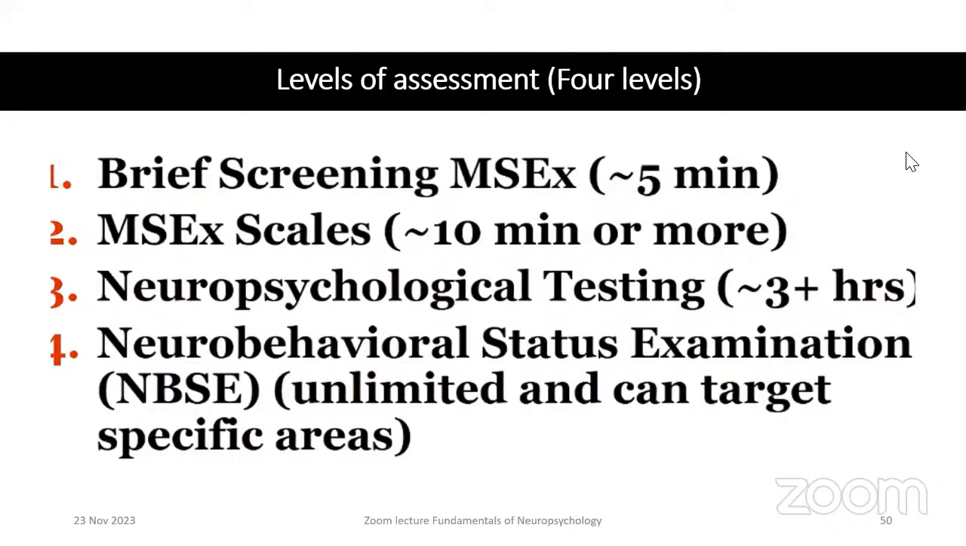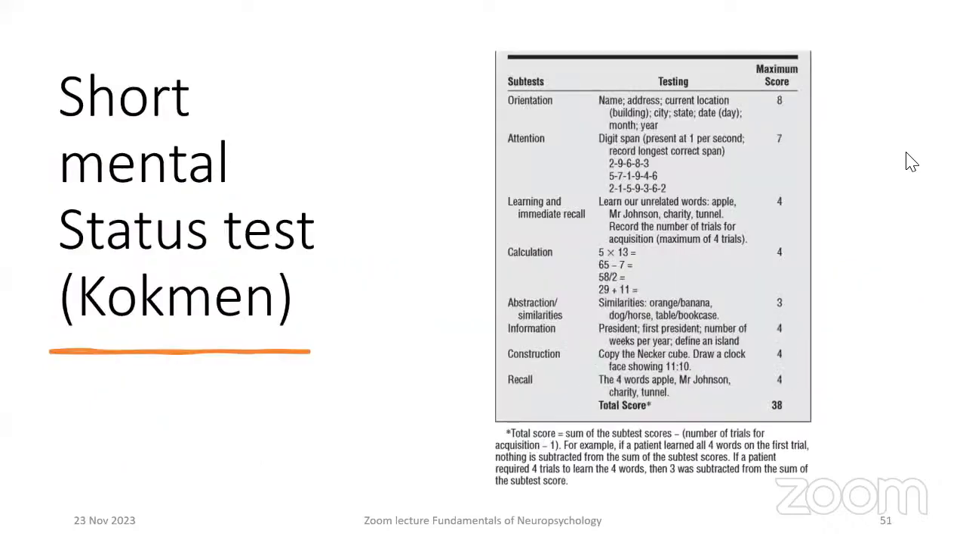And neuropsychological testing requires 3 hours, but a neurobehavioral status examination may take unlimited time, to get at specific areas for a long time. So the Short Blessed (Kokmen) mental test, if you look at that, the maximum score of orientation is 8 points, where your name, address, current location, that is building, city, state, date, month, year. Digit span presented at 1 per second. Record longest correct span, for example 2-9-6-8-3-5-7-1-9-4-6, is 7 maximum score. There's a rule of 7 plus or minus 2, the information we can keep temporarily in our working memory buffer.